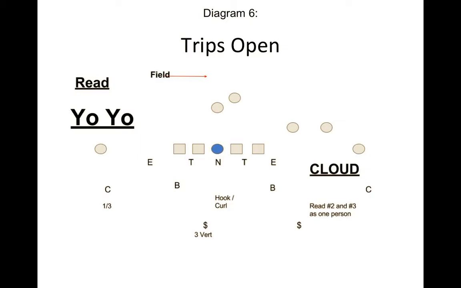So all the secondary guys have to know how many receivers are to each side, what their split is like, and the safeties make those calls. They are the brains of our defense. The other guys just listen for what they give.